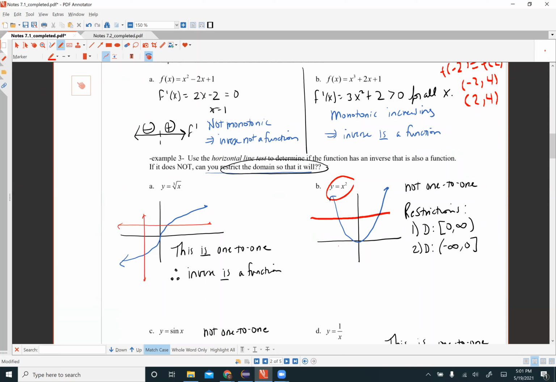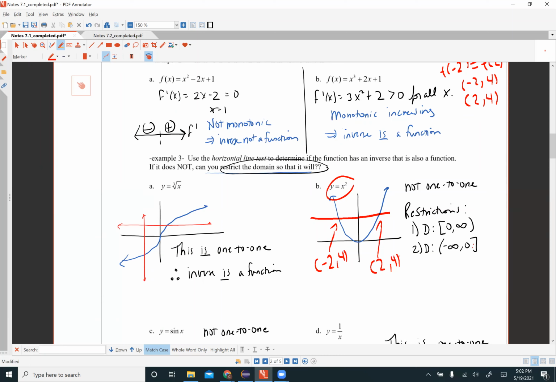Let's say that's -2 comma 4, and then this is 2 comma 4. Once again, the horizontal line y equals 4 intersects at 2 points. So what would the inverse of x squared be? What would it take 4 to?